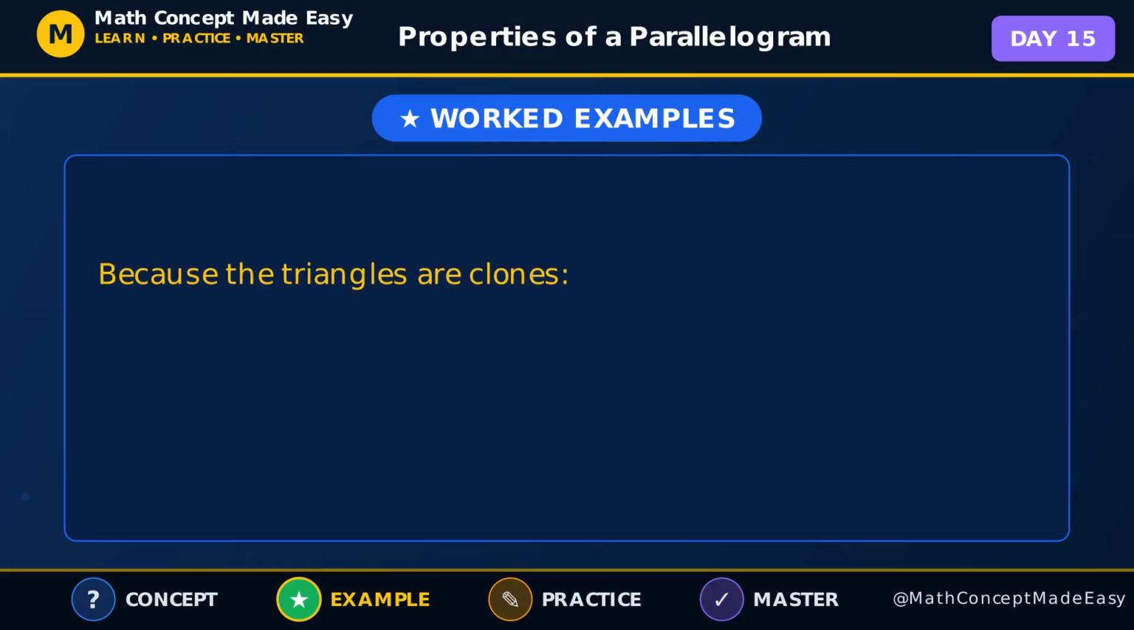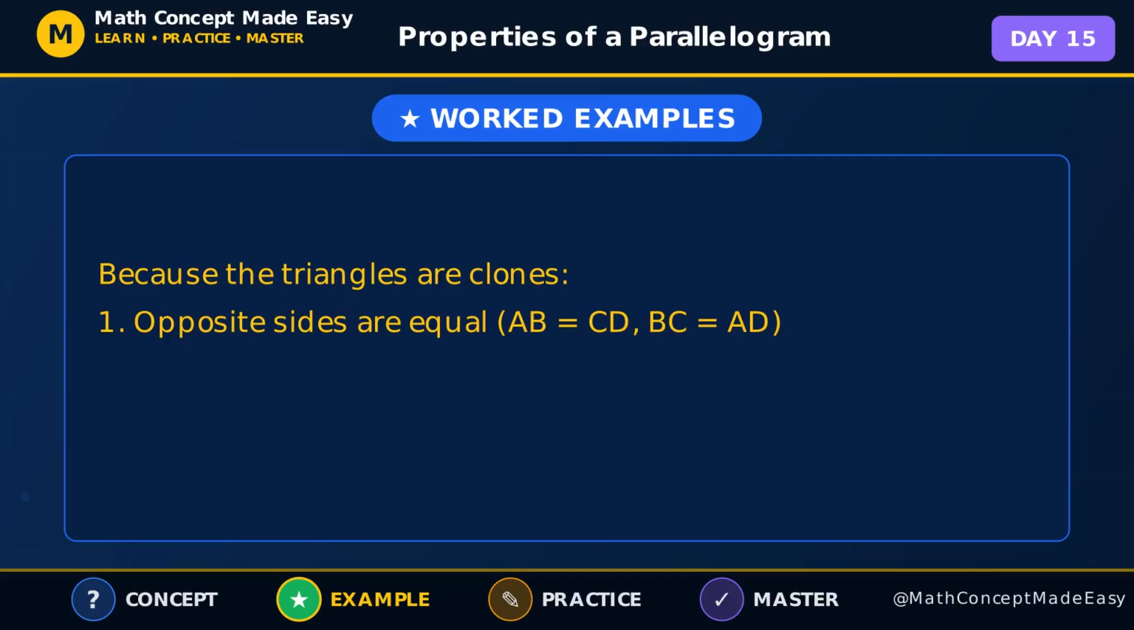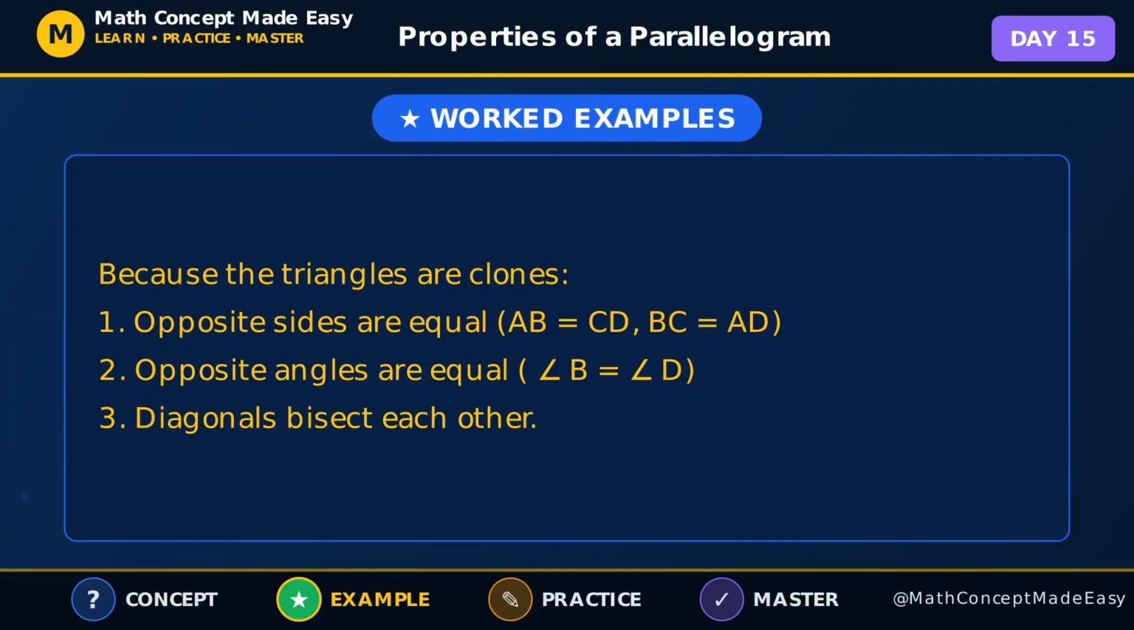Because the triangles are clones. 1. Opposite sides are equal: AB equals CD, BC equals AD. 2. Opposite angles are equal: angle B equals angle D. 3. Diagonals bisect each other. Notice how every line follows logically from the one before it. That habit, checking each step, is what makes your answers reliable.